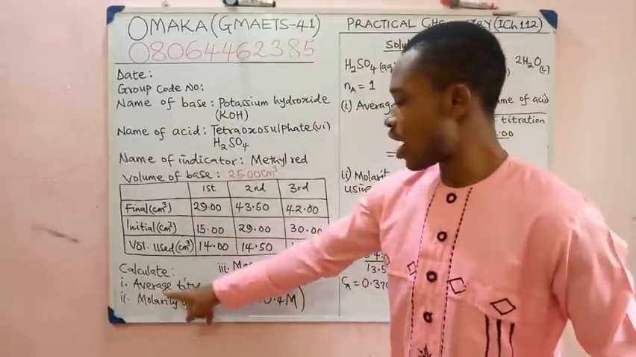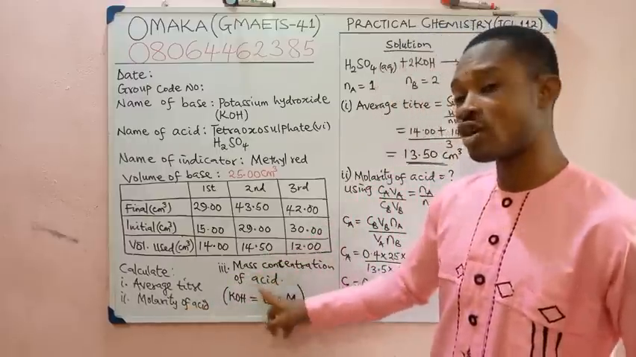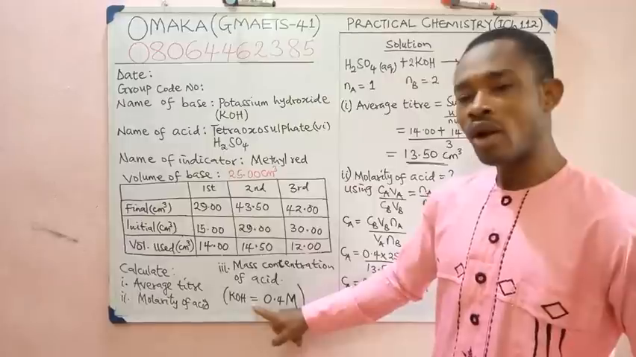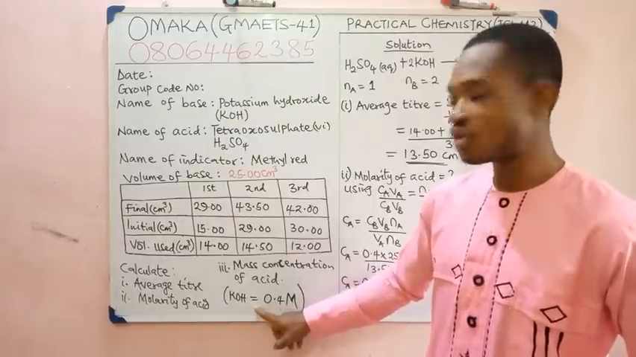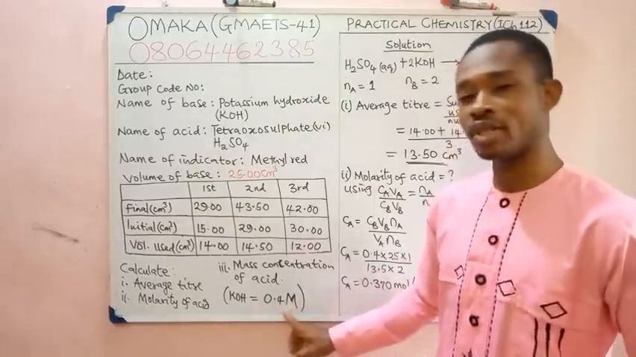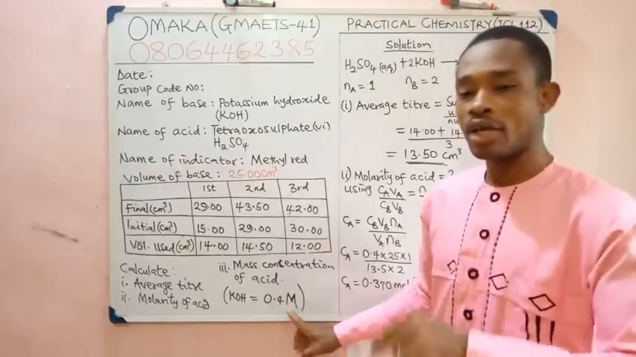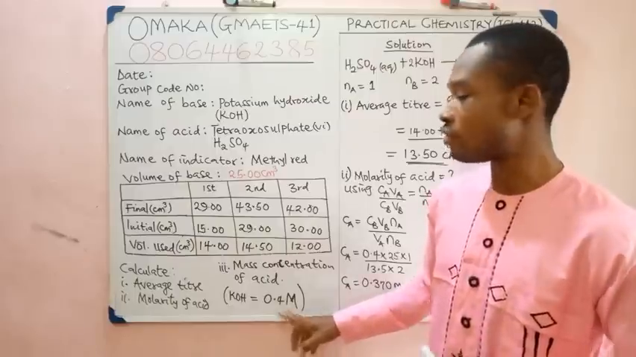We are asked to calculate the average titer, the molarity of the acid, and the mass concentration of the acid. Did you take note that we were given the molarity of the base, that is Cb, the concentration of the base in moles per dm3? We read this as 0.4 molar. It represents the molar concentration of the base.